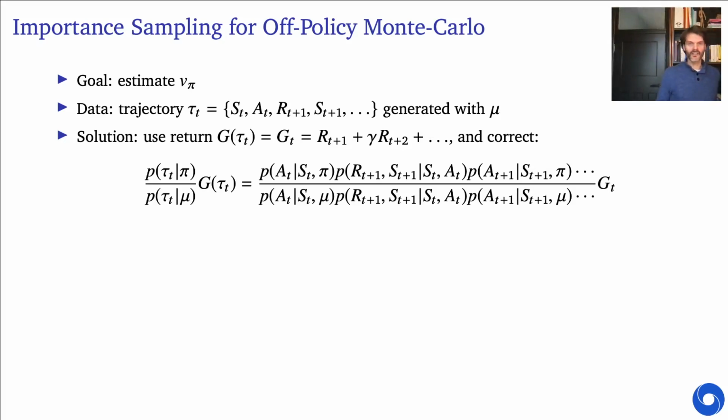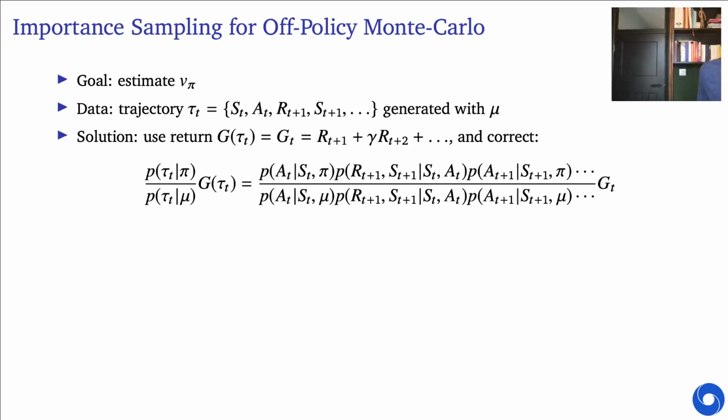Now we can use the exact same trick that we just used for the bandit case, the one-step reward case, and apply this to the Monte Carlo case. And in order to do so, we should have the probability of that full trajectory under our policy pi divided by the probability of the trajectory under our policy mu. This would be the appropriate reweighting in order to get an unbiased estimate of the return under policy pi.